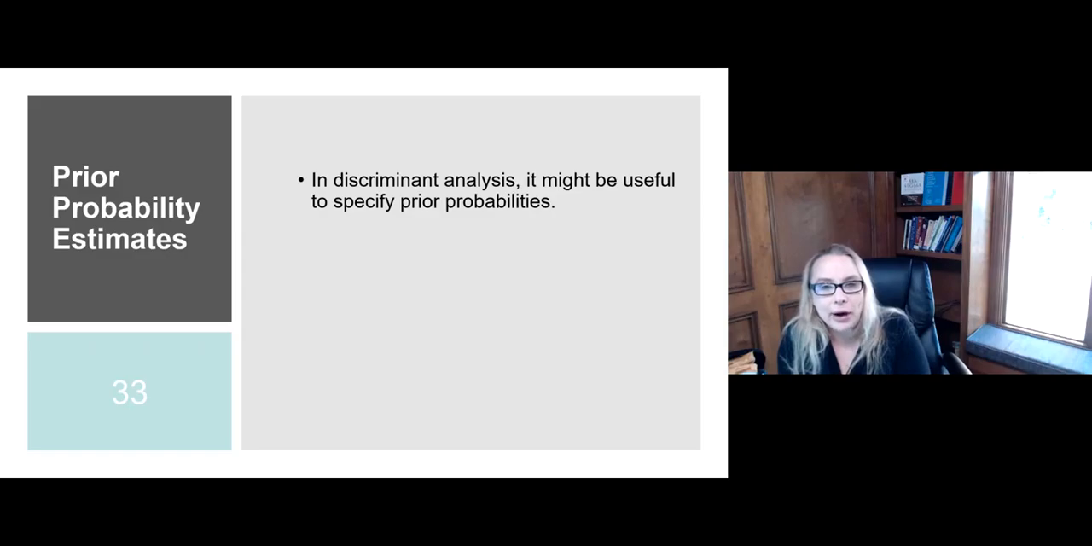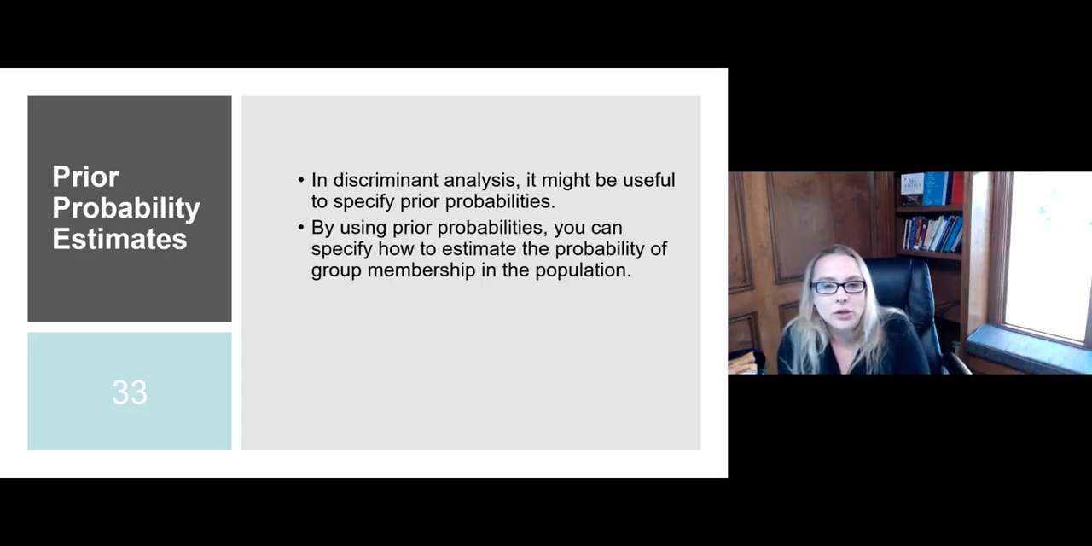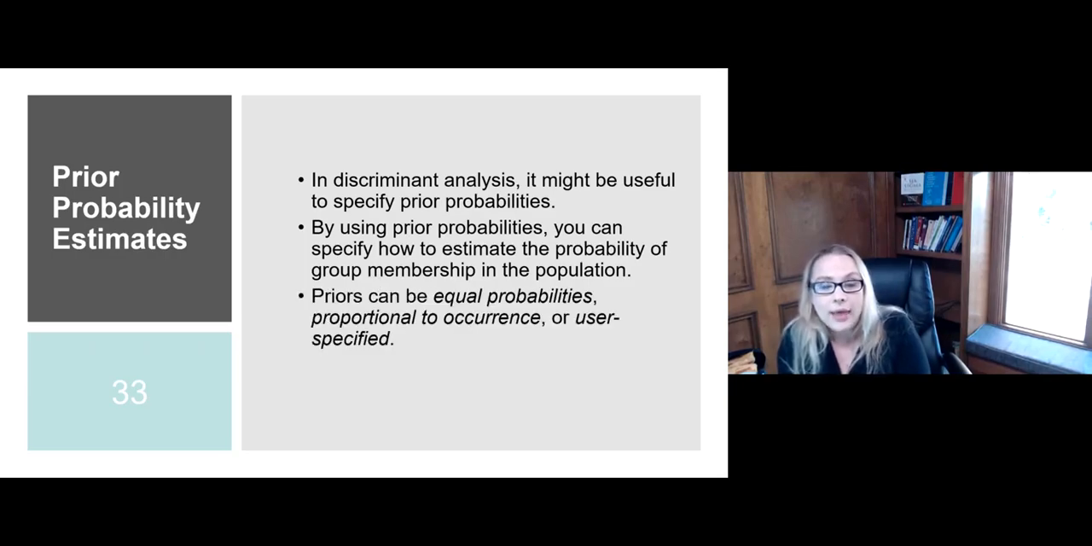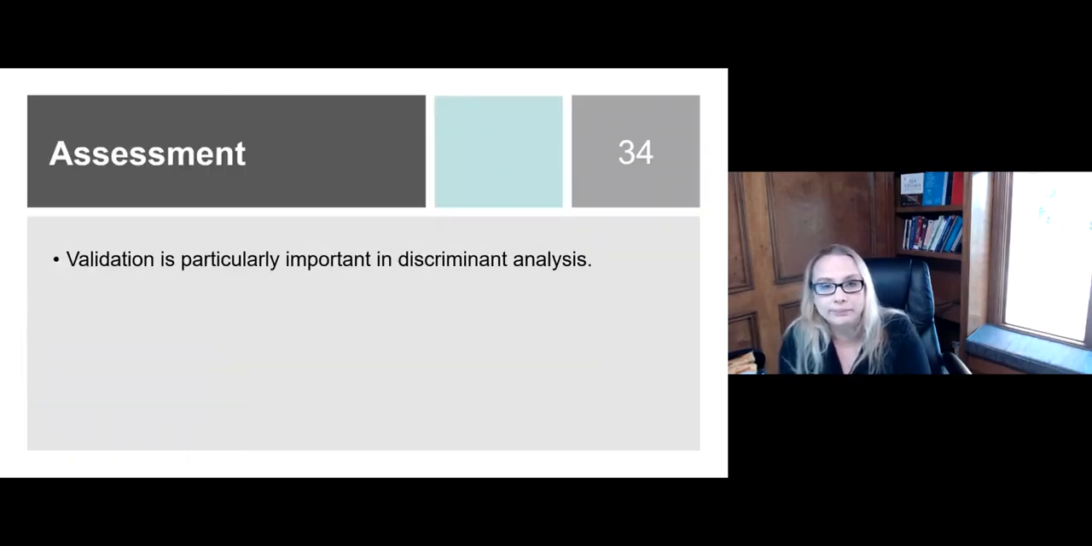And looking at the prior probability estimates in discriminant analysis, it may actually be useful to specify your prior probabilities. By using prior probabilities, you can specify how to estimate the probability of the group's membership in the population. And then your priors can be equal probabilities, proportional to occurrence, or user specified.